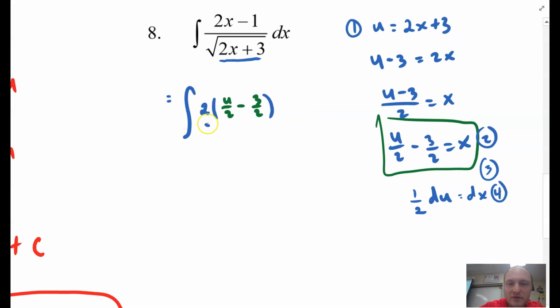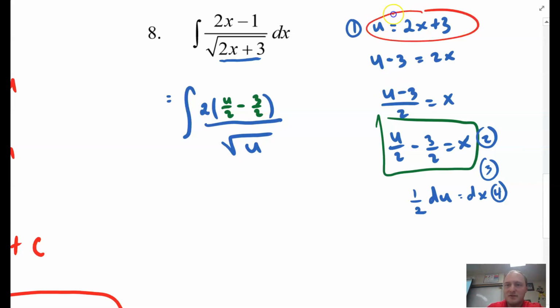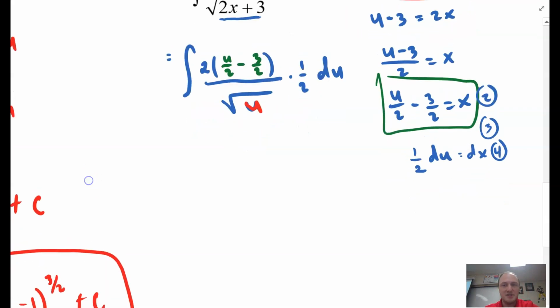I don't want to confuse you guys, so I'm going to do this. Square root of u, right? 2x plus 3, that is this value here. Okay, so square root of u. All right, and then dx is 1/2 du. So times 1/2 du. Okay, and let's clean this up. Now I'm going to take this 1/2 out back here, and I'm going to move it to the front. I'll just put that multiplier out, and that's legal.